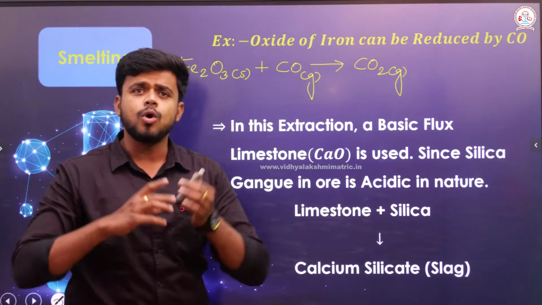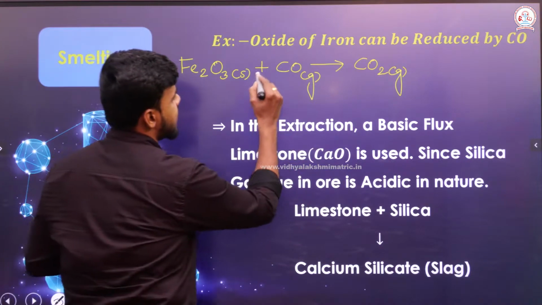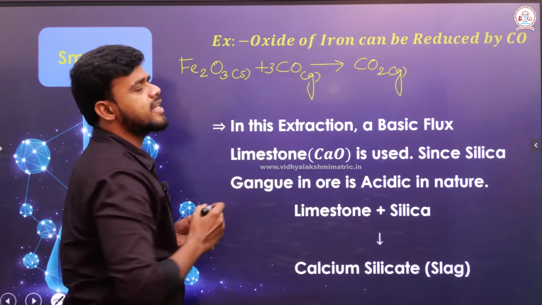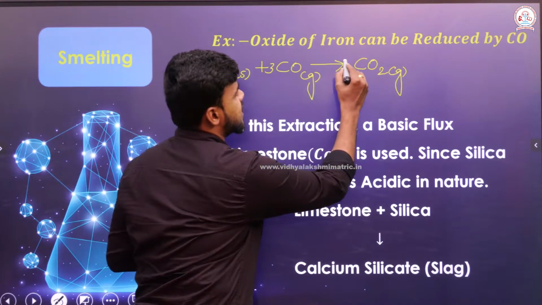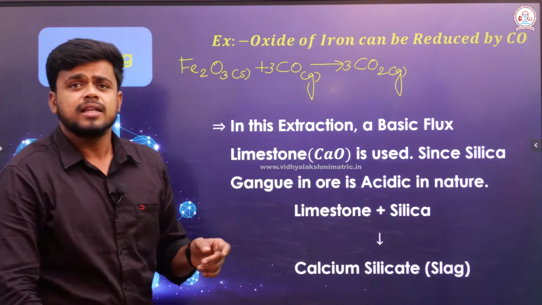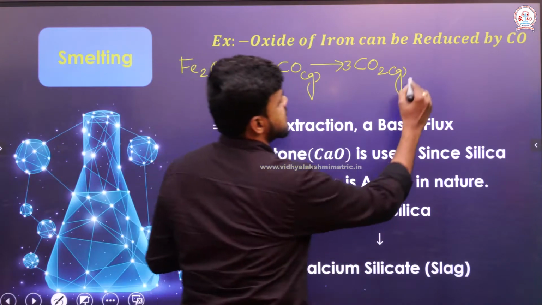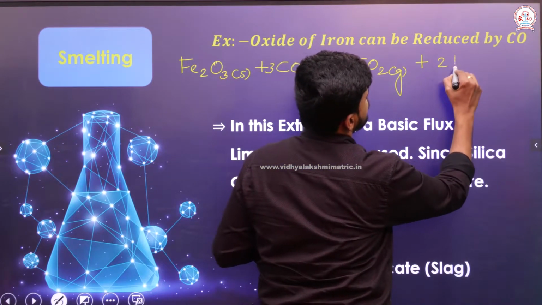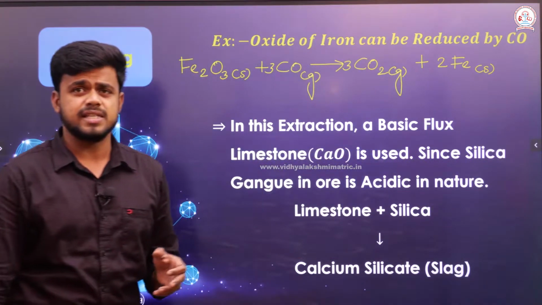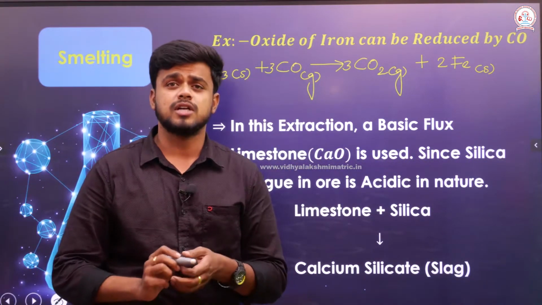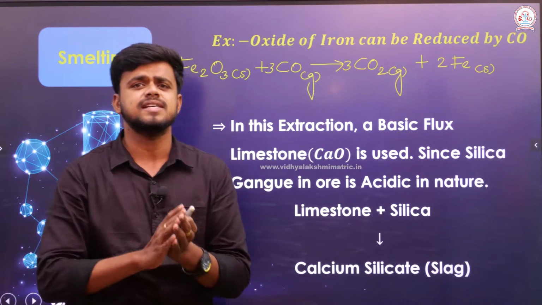In order to remove those 3 oxygen, I must take 3 carbon monoxide here. As soon as the carbon monoxide is completely removed as carbon dioxide, the one which is left out here is iron. So 2 moles of Fe will be separated so easily as the carbon dioxide goes out completely as gas.